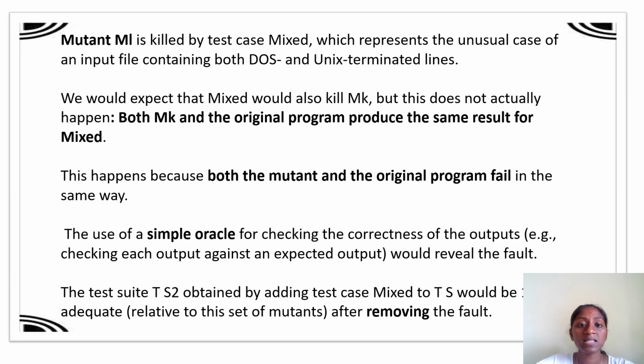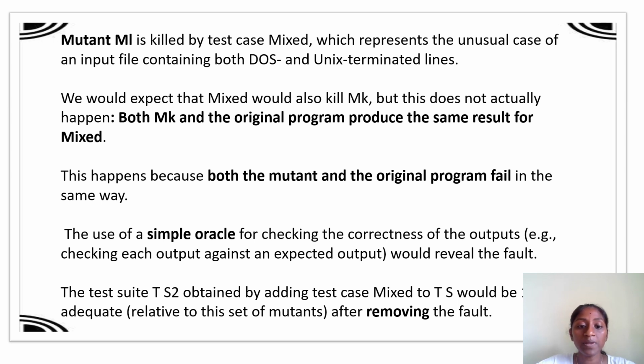Mutant MJ is killed by test case mixed, which represents the unusual case of an input file containing both DOS and Unix terminated lines. DOS is nothing but disk operating system. We would expect that mixed would also kill MK, but this does not actually happen. Both MK and the original program produce the same result for mixed. This happens because both the mutant and the original program fail in the same way.